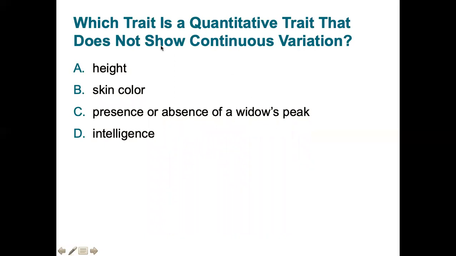But here's one. Can you pick the one that is for sure a quantitative trait that isn't going to show continuous variation? Well, this kind of gives it away, right? Presence or absence. So that's not a continuous variation. That's this or that.